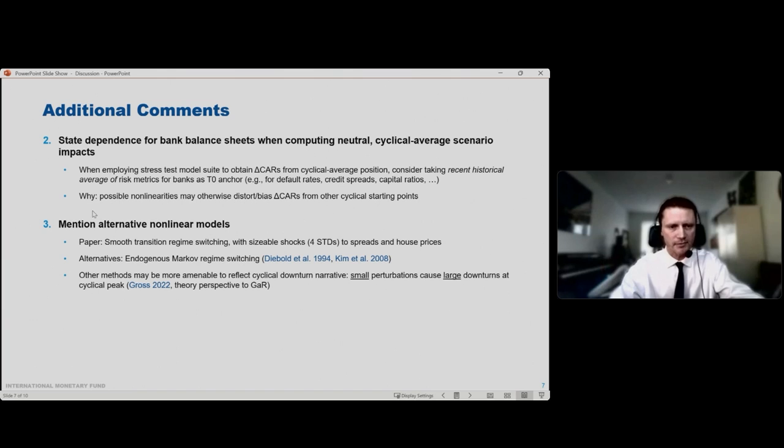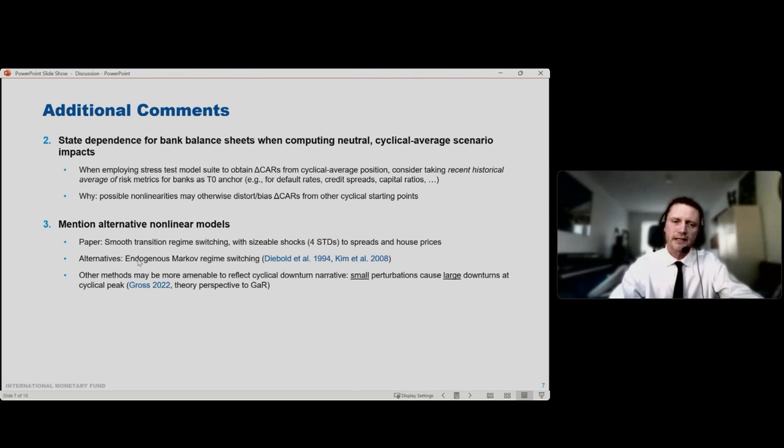A second point, a lighter one maybe, is about the idea to mention some alternative nonlinear models. So in the paper, as we saw, the authors use this smooth transition regime switching model, which is pretty fine. I think it's quite a good choice, actually. I have no particular concerns. But it's interesting to see that the authors had to use these sizable shocks, standard deviation shocks to spreads and house prices. It would just be useful to make the discussion a bit more generic and say some alternative models can come into play, like endogenous Markov regime switching models, for instance.